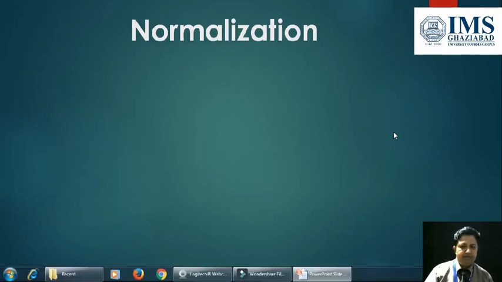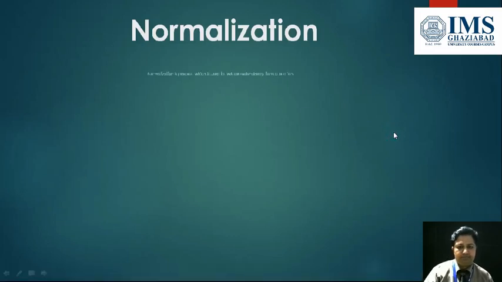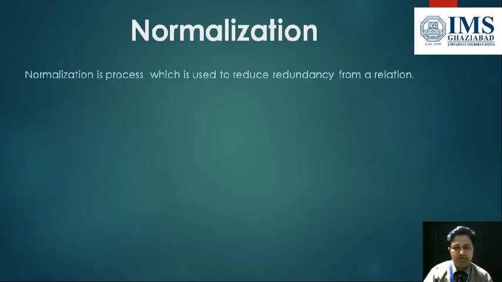So normalization is a process which is used to reduce redundancy from a relation. Here I have used two terms. Number one is called redundancy and number two is called relation. Redundancy means duplicacy of data, and relation means a table. In very simple terms, normalization is a technique to organize data in a database which is used by the user to minimize duplicacy of data that exists within a table, right?